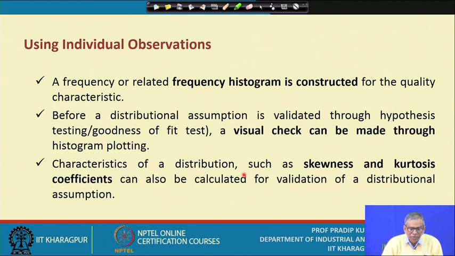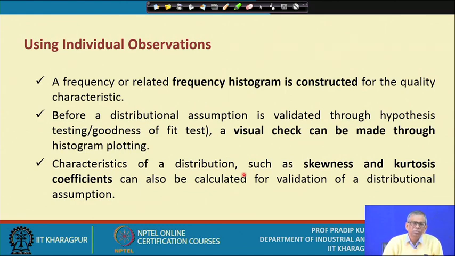Now, before a distributional assumption is validated through hypothesis testing, you go for the goodness of fit test. We say that the random variable may be assumed to be a normal random variable. How do you conclude this? Obviously, go for hypothesis testing. There are many kinds of tests you have, like the chi-square test. Later on we will be referring to that.